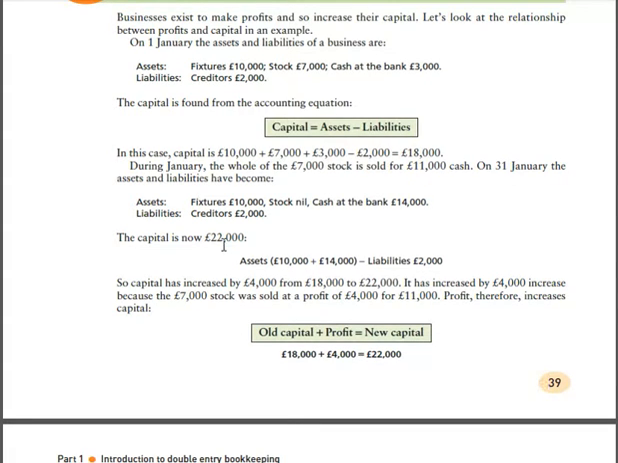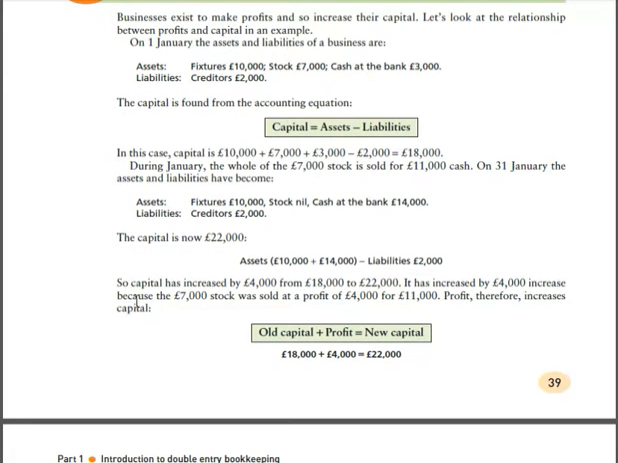Now, if we compare the two figures, the first figure before the beginning of the month was 18,000. And now the figure is 22,000. So there has been an increase in capital. What could be a possibility of this? The only possible reason that the capital would increase would either be because the owner added new money in terms of cash, or our existing business created a profit. So here we can see that the stock that we had of 7,000 was sold for 11,000. So we made 4,000 on the sale of that stock, which resulted in a profit, and that profit directly increases the capital figure.